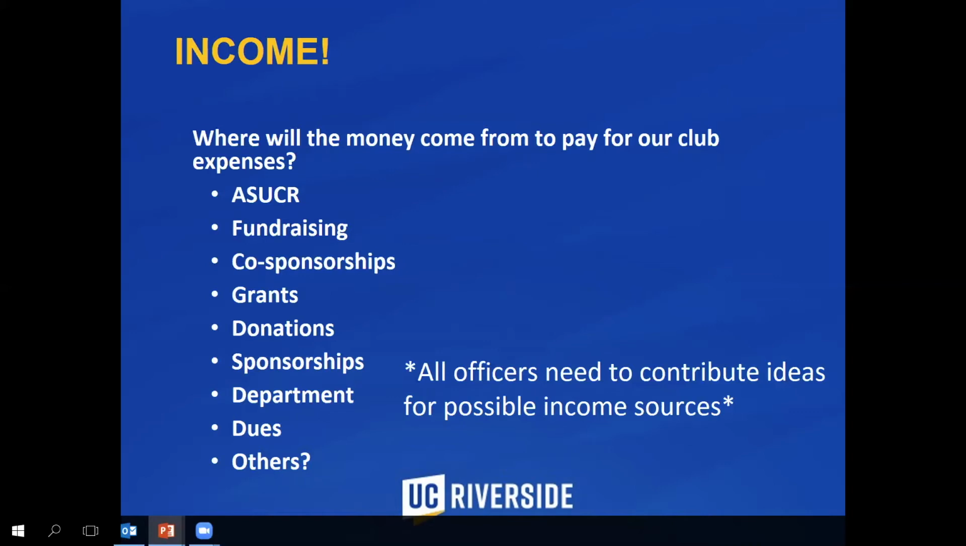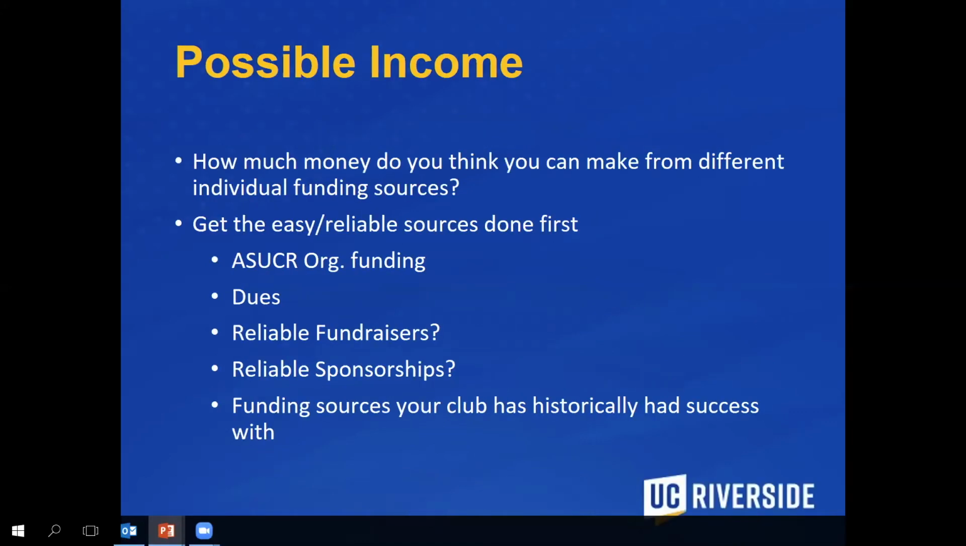There's a lot of places to get money from, and it can be a lot of work for the treasurer alone. Possible income. How much money do you think you can make from different individual funding sources? Right here, we're really going to talk about reliable sources. What is the easiest place to get money from? ASUCR is a pretty reliable source. If you have members that pay dues regularly, that could be a reliable source.